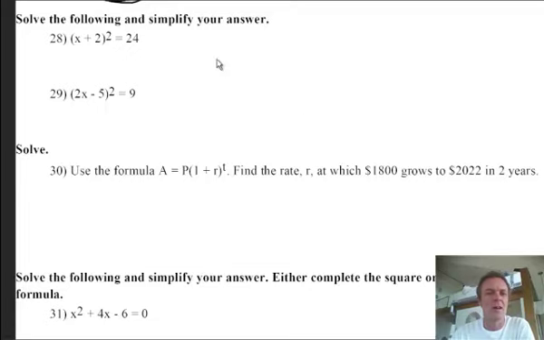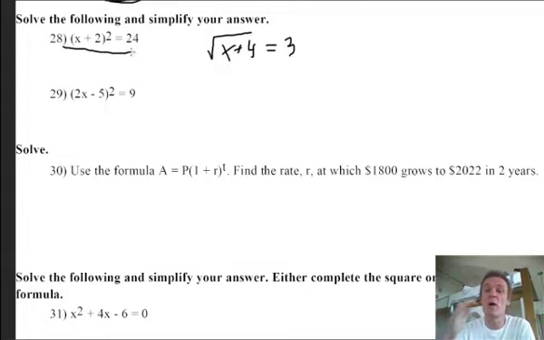Okay, so remember we had these. Remember we had the square root of, I don't know, I'll make one up, x plus 4 equals, say, 3. So for those, we squared both sides because it's a square root. These are squared, so square root both sides. I'm going to square root this side, I'm going to square root that side, okay? Now, remember, the square root of x plus 2 squared is just x plus 2. That's why we do it.